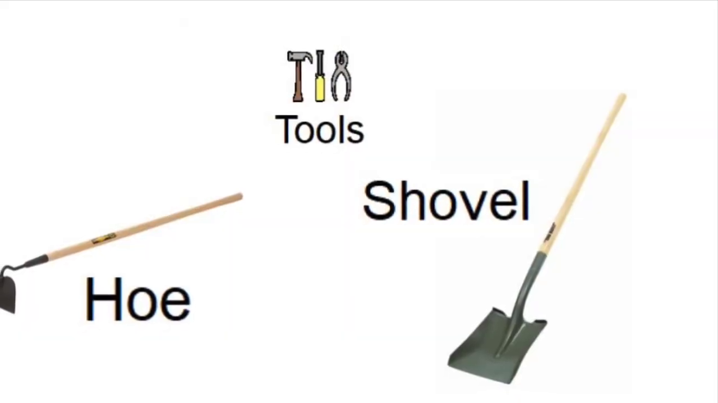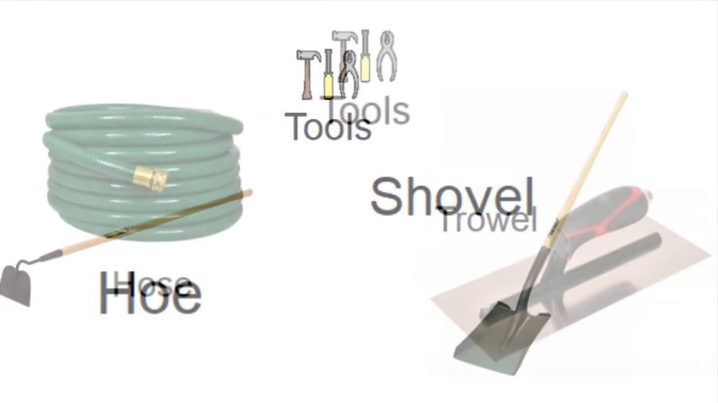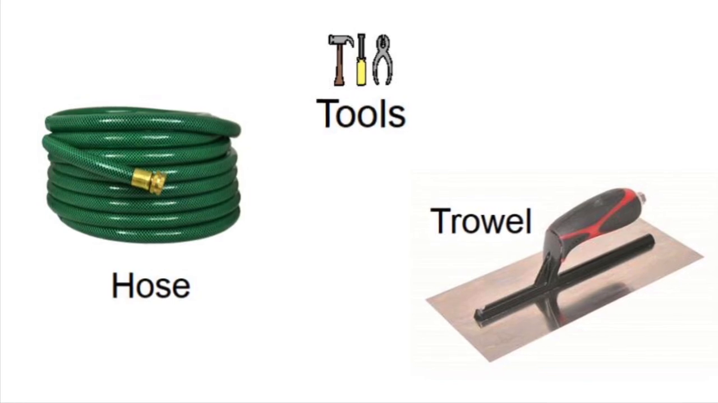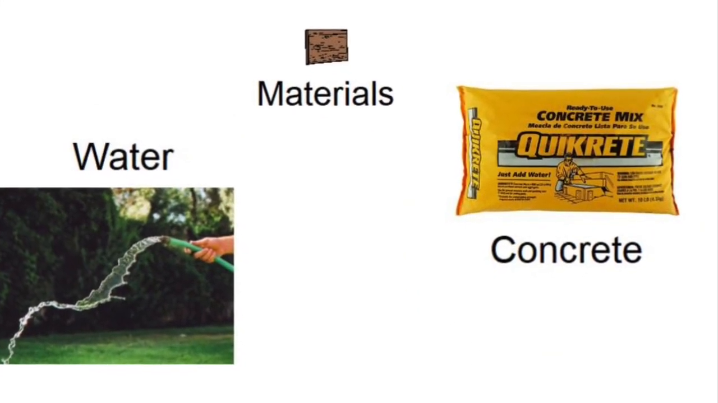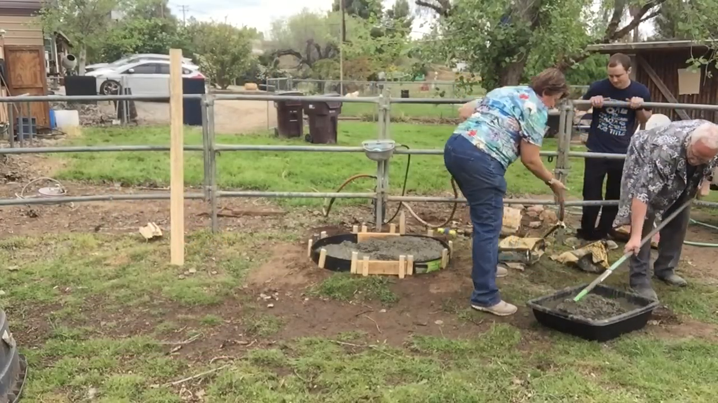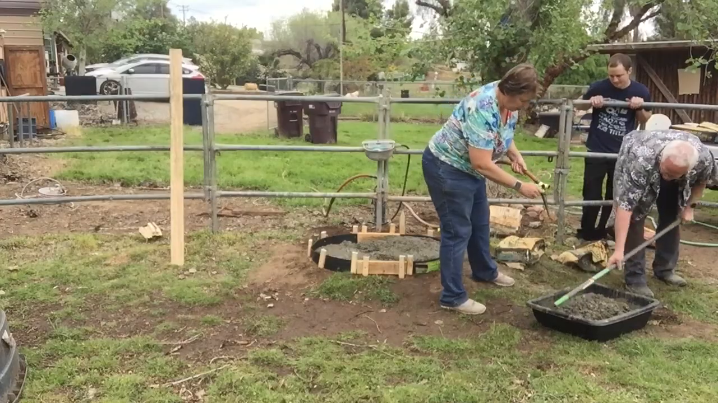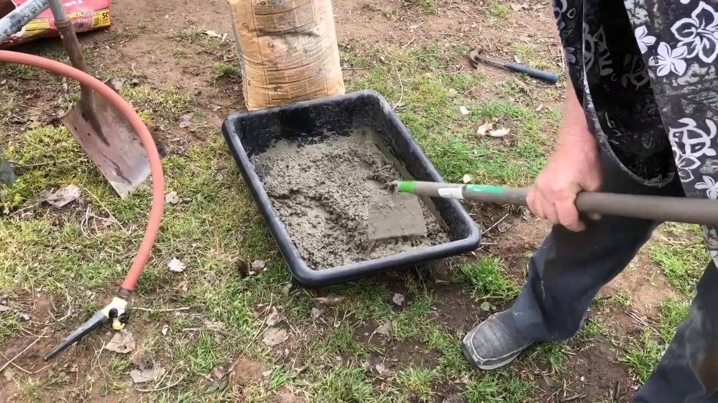Now we will need some different tools. We will use a hoe, a shovel, a hose, and a trowel. We will need some more materials too. Now we will need water and concrete mix. Water has to be mixed with concrete before it can be used. The concrete and water must be mixed completely.